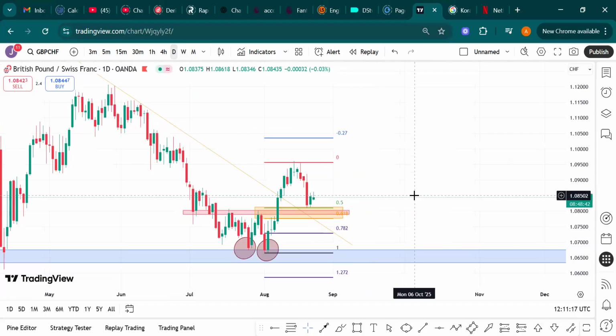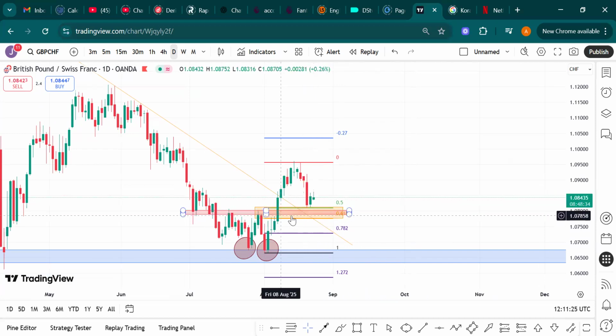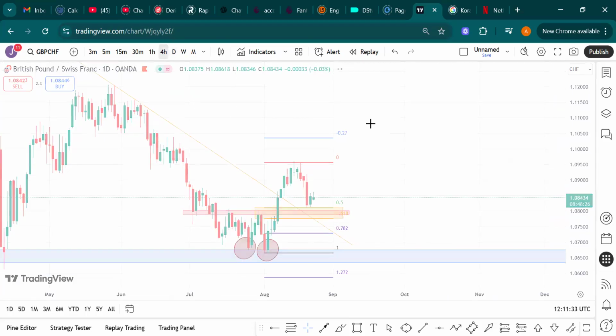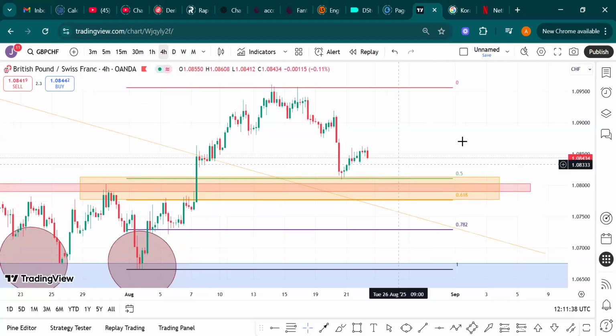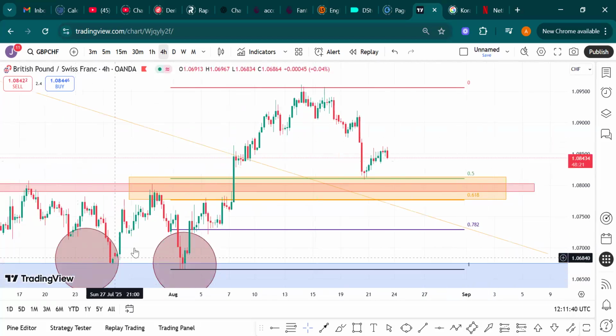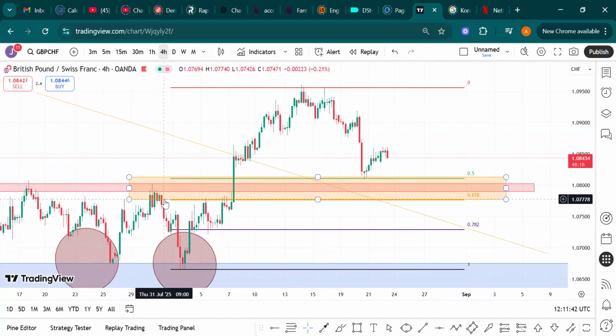So the question would now be, how do we take advantage of this setup, as I always say? Now we can see that buyers are trying to push price upwards. However, it will be best for us to allow price to come into this key zone that we've drawn. So I'll go to the H4 time frame and see what price is doing. On the H4 time frame, this is the double bottom that we spotted from the daily time frame.